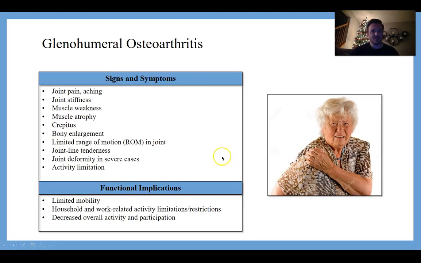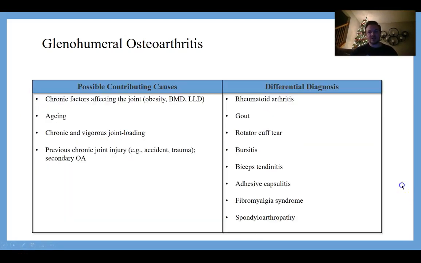So signs and symptoms. Your typical patient that has OA looks something like this. A little more elderly, a little overweight, maybe not in great health. So we'll just leave it at that. Okay. So joint pain and aching, joint stiffness, muscle weakness and atrophy. Crepitus is a big one. Loss of range of motion, and so on and so forth. Functional implications: they have limited mobility. They have trouble with ADLs, decreased overall activity and participation.